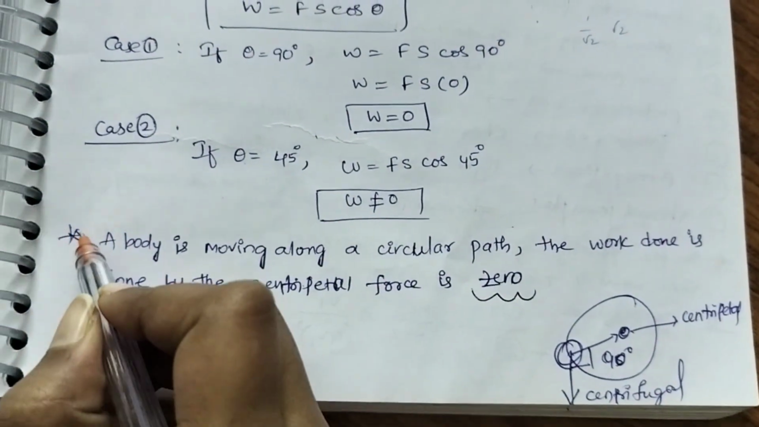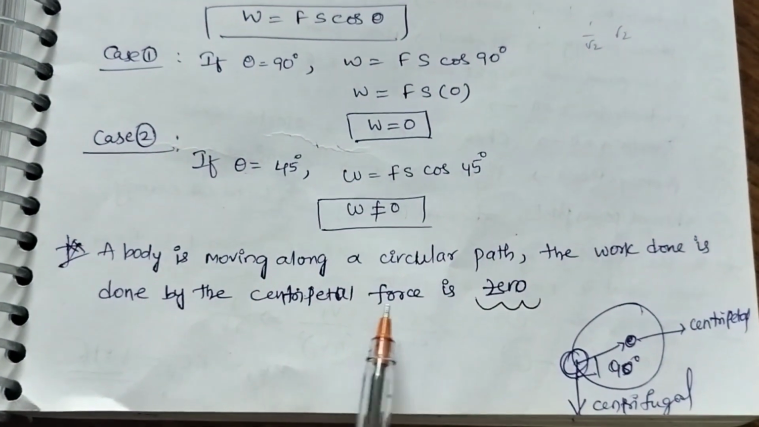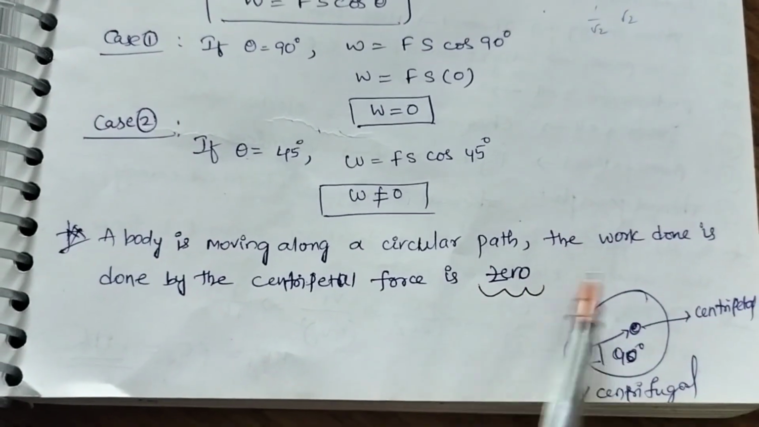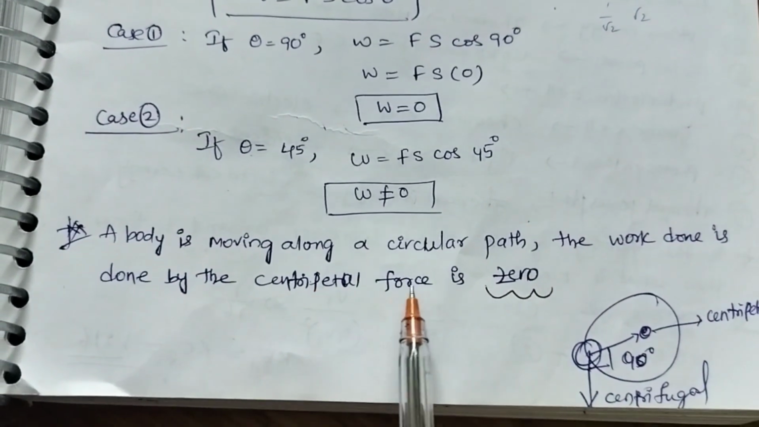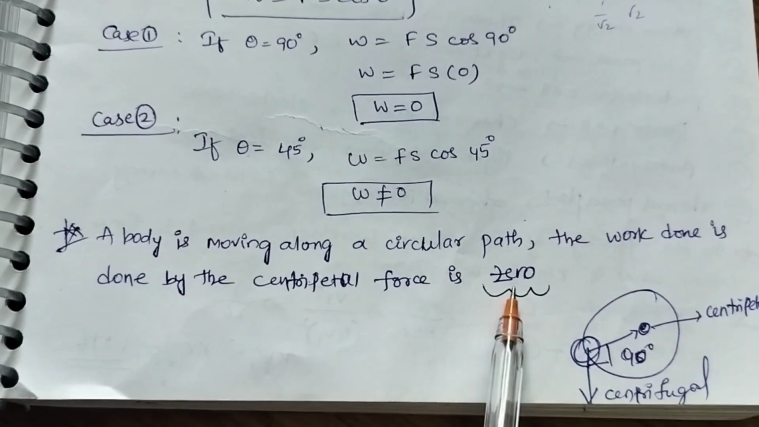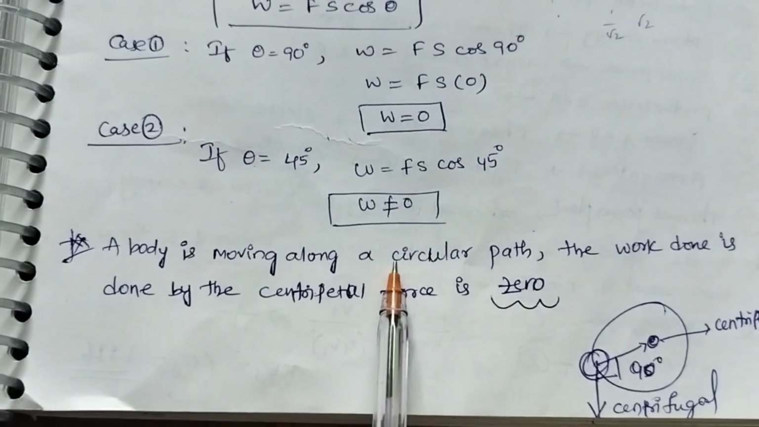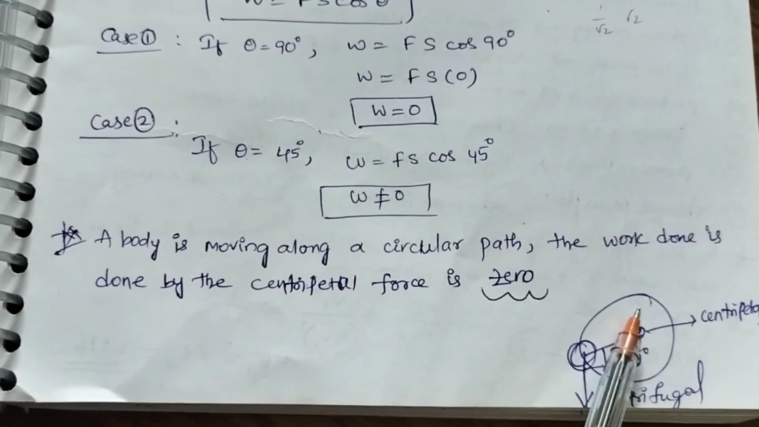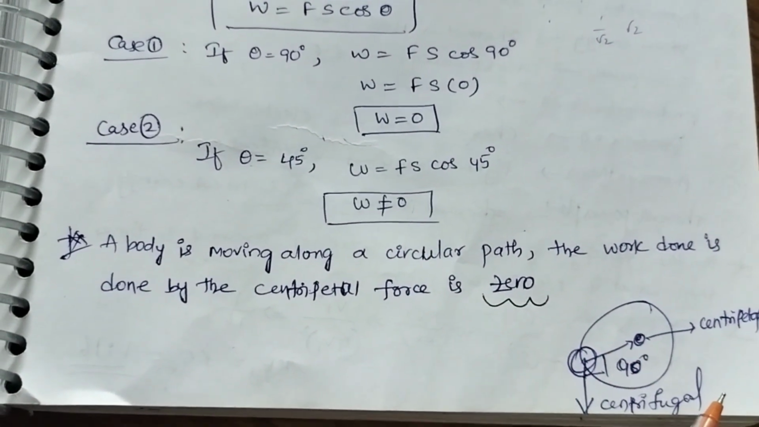This is one of the important points. A body is moving along a circular path. The work done by the centripetal force is always 0. If the body is moving along the circular path, then the work done by the centripetal force will be 0.